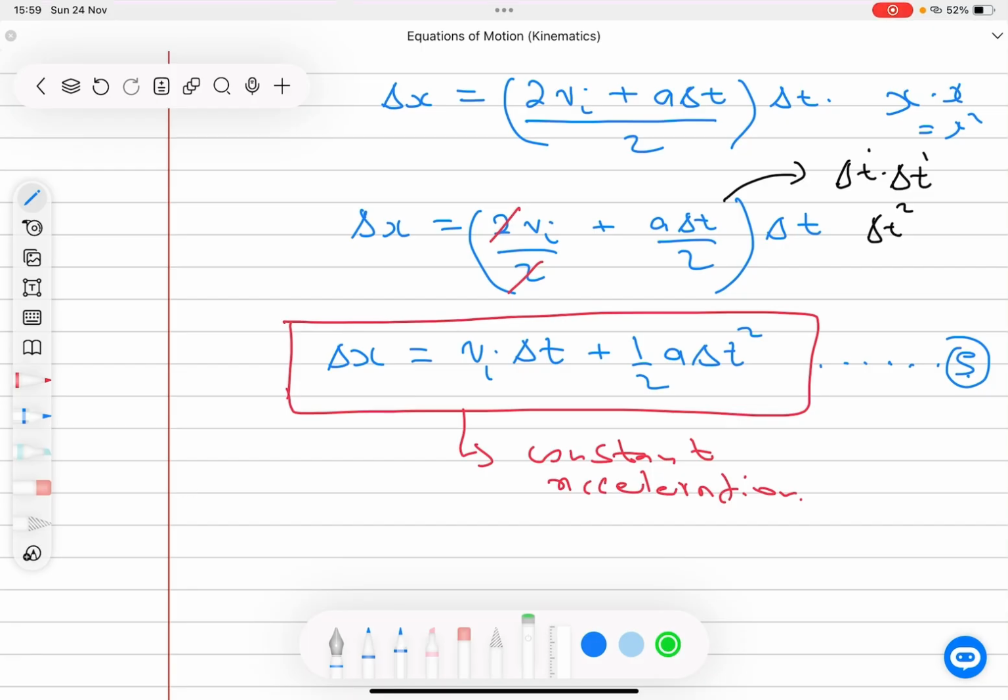So far, we have derived 3 equations of motion. I hope you find this to be a fun activity, and it builds confidence in terms of you using the information sheet that is provided when you write your tests and exams.